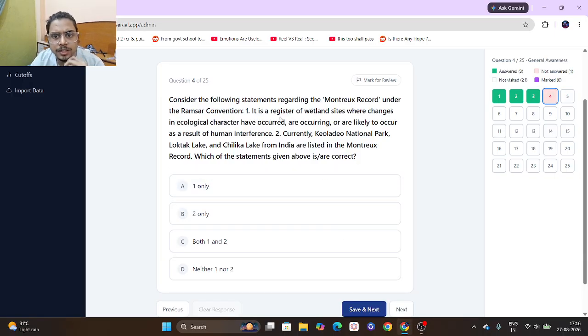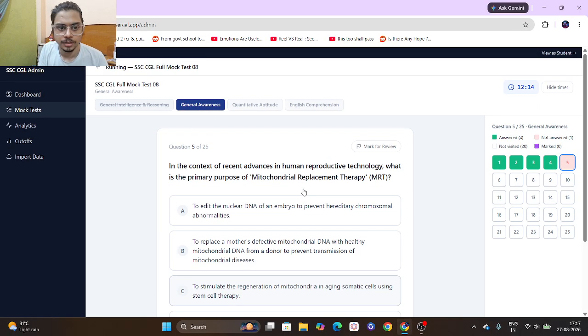Consider the following regarding the Montreux record under the Ramsar Convention. It is a register of wetland sites, yes, where changes in ecological character have occurred, are occurring or likely to occur as a result of human interference. Yes. Currently, Keoladeo National Park, Loktak Lake, and Chilka Lake from India are listed in Montreux. No, Chilka Lake is not listed. Chilka came out in 2002 or 2003, I think. So one is correct. Okay, this is going fine.